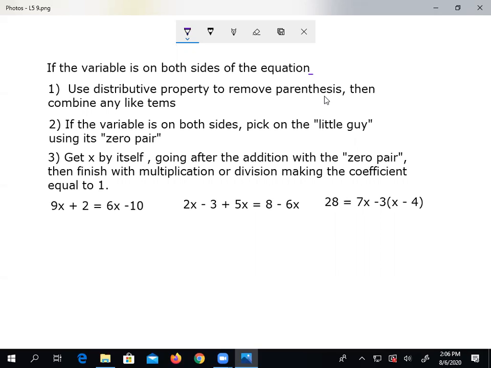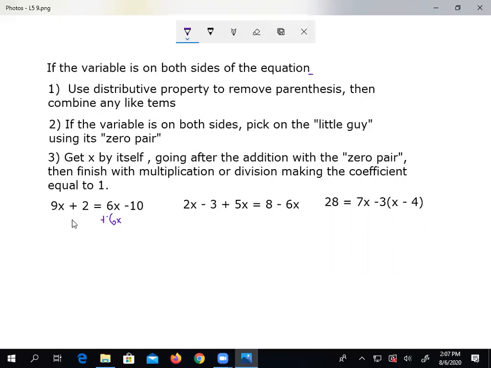So if I look at the equation, 9x plus 2 equals 6x minus 10. Notice how the variable is on both sides of the equation. So between a 9x and a 6x, I want to pick on what's called the little guy. Well, if I'm looking at the coefficients, the 6 is a smaller number than the 9. So 6x is considered the smaller guy. So I want to zero him out, so I add a negative 6x here, as long as I add a negative 6x on the other side.